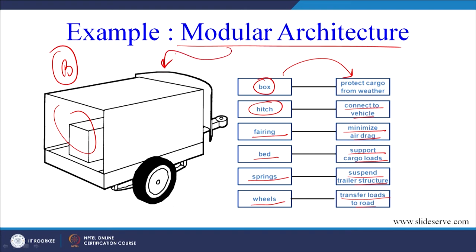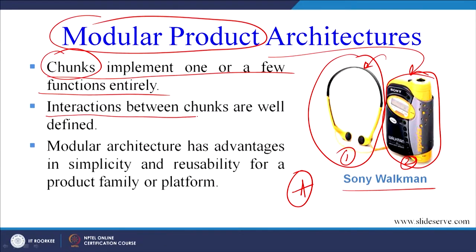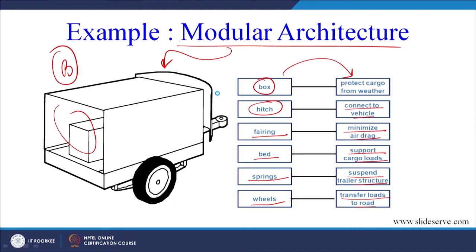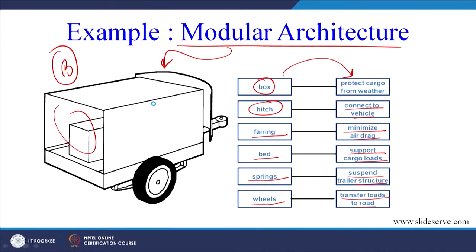Why? Because each and every module can independently perform its function, and the functions are not too interacting. Independently or entirely, each and every part is performing its function as given in the previous slide. Interactions between the chunks are well defined. Chunks implement one or a few functions entirely, and the interaction also is very well defined as given here. So this is another example.